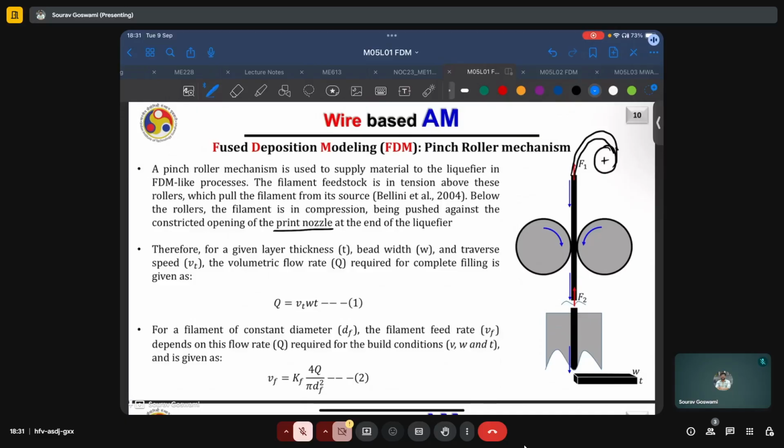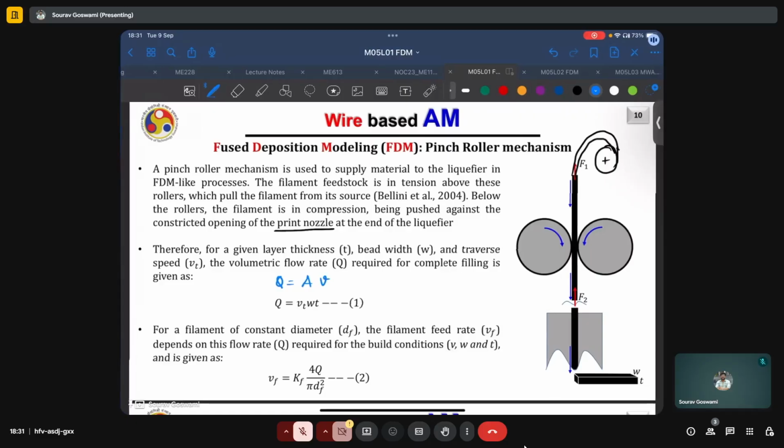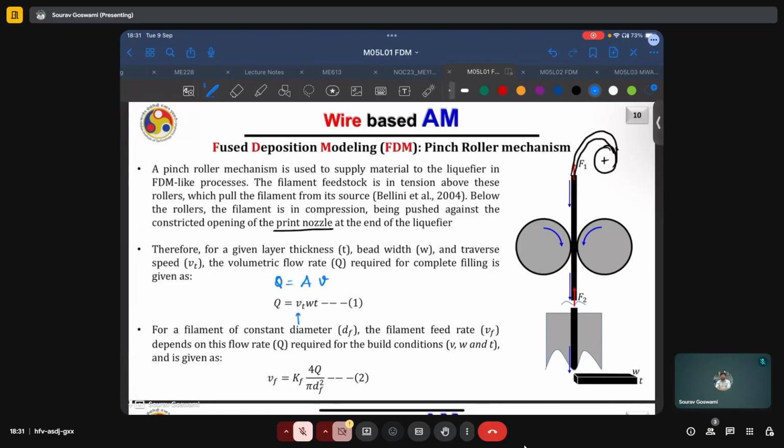Therefore, for a given layer thickness T, bead width W, and transverse speed Vt, the volume flow rate required for complete filling is simply given by the continuity equation, which is flow rate equal to cross section times the velocity. In this case, the velocity is given by Vt, and the cross section is nothing but the width of the bead times the layer thickness, W times T.